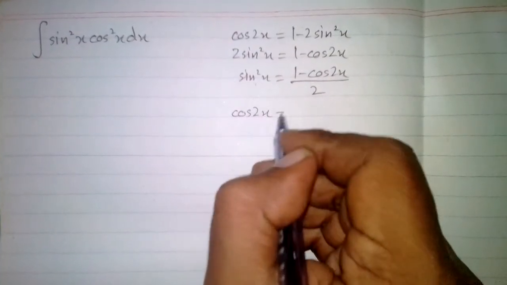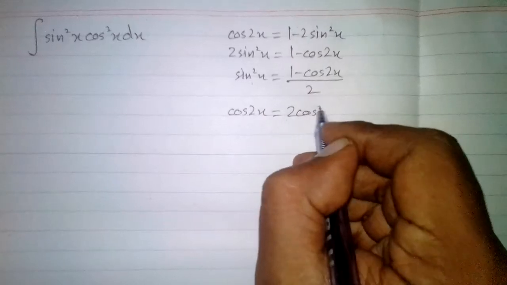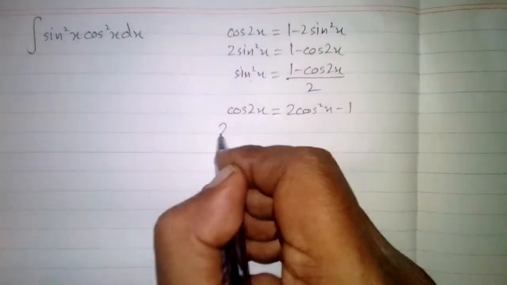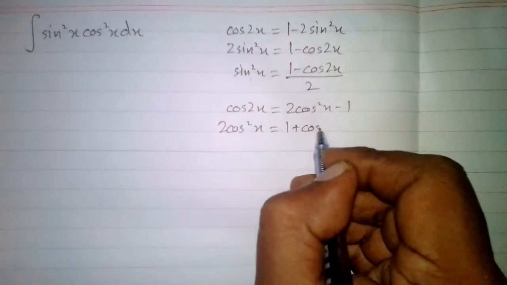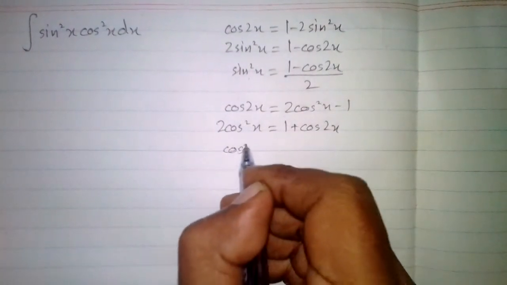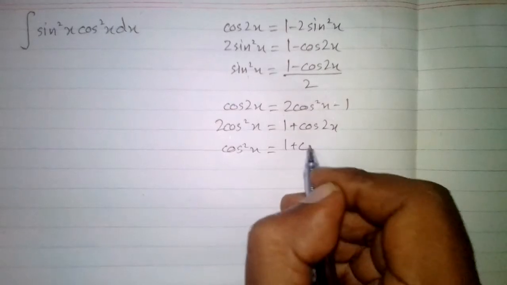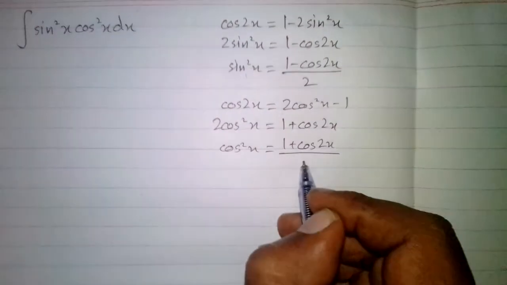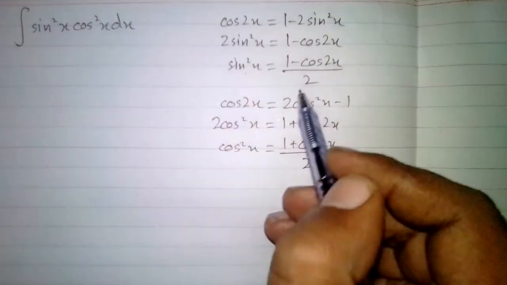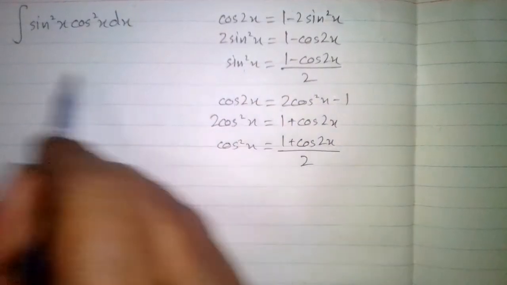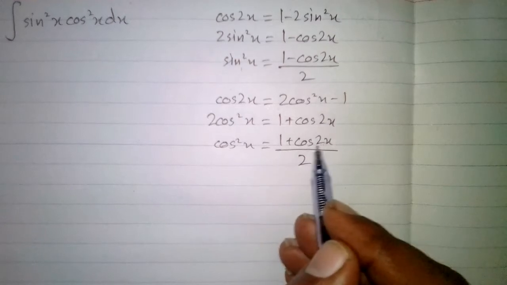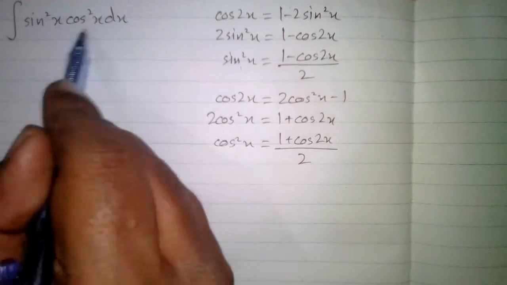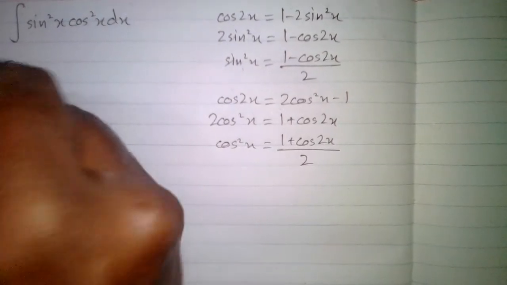Also cos 2x can be written as 2 cos square x minus 1. So 2 cos square x is equal to 1 plus cos 2x. So cos square x is equal to (1 plus cos 2x) upon 2. Now we will put (1 minus cos 2x) upon 2 in place of sin square x, and (1 plus cos 2x) upon 2 in place of cos square x in the integral.